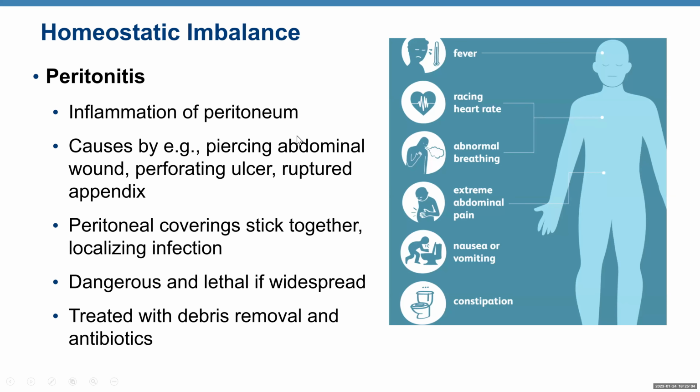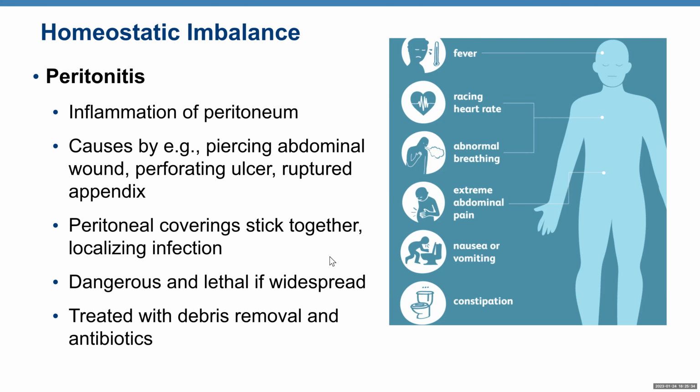Peritonitis. And again, itis means inflammation. In this situation, it's inflammation of the peritoneum caused by piercing of an abdominal wound, a perforating ulcer, or a ruptured appendix. Peritoneal coverings stick together, localizing the infection. It's dangerous and even lethal if it spreads, and is treated with debris removal and antibiotics.